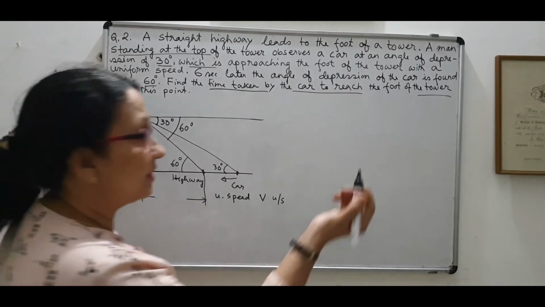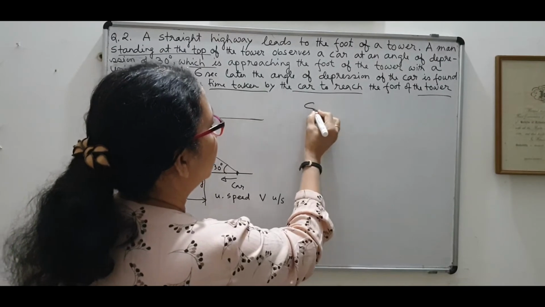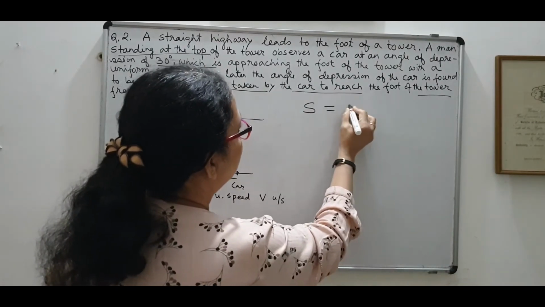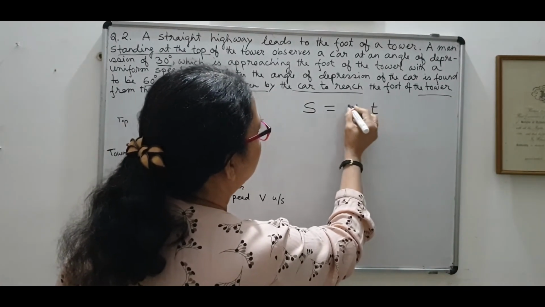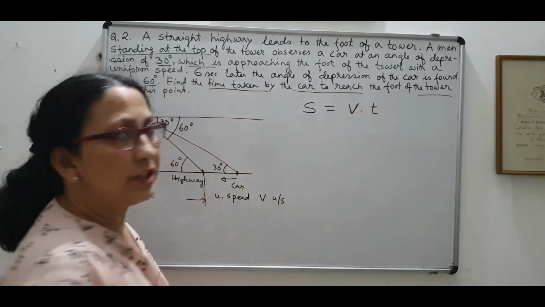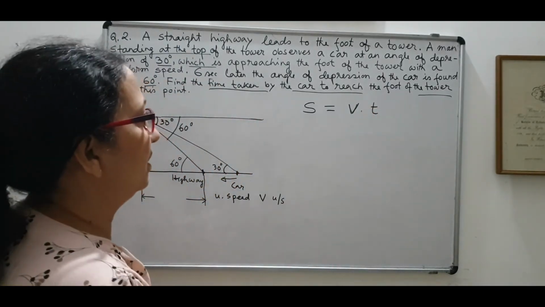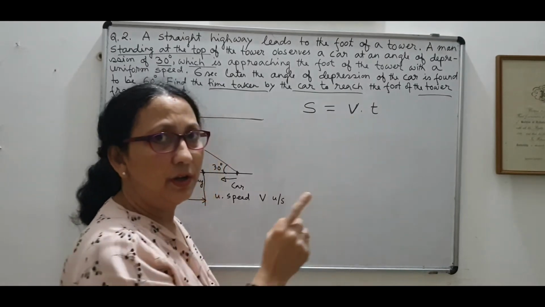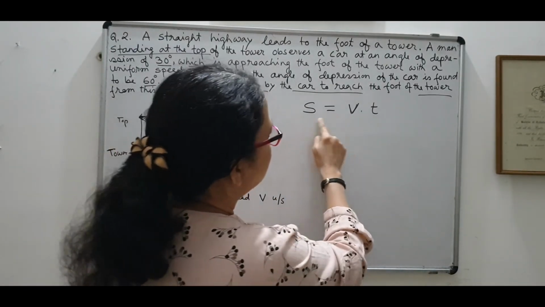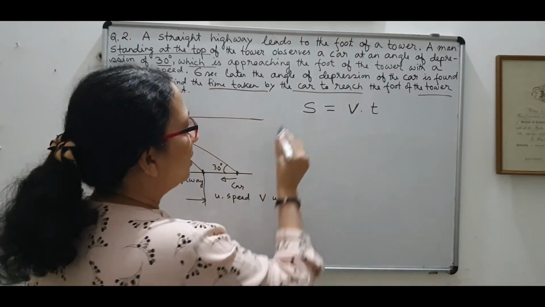I'll be using the physics concept, that is, distance is equal to speed into time. S is equal to Vt. That is, when your body is moving at uniform speed, it is valid only for uniform speed. Then distance is equal to the product of the speed and time. So I'll be using this one.